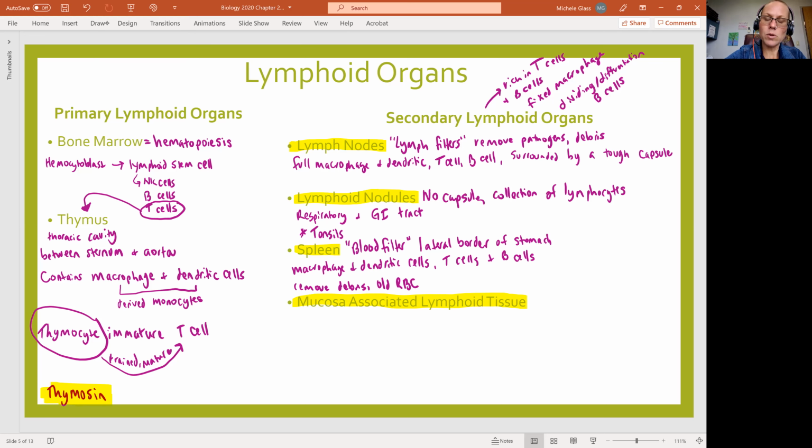When we talk about the mucosa-associated lymphoid tissue, you're going to more often see this abbreviated as the MALT, M-A-L-T. This is almost like the star of the lymphatic system. This is just located in the mucous membrane epithelial tissues.